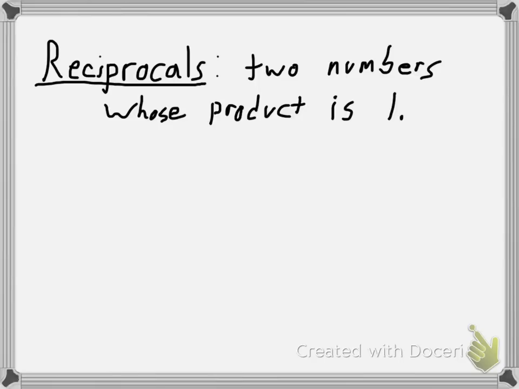So we have to think about our keywords here. We see the word product. We know that that means multiplication. So reciprocals are two numbers that are multiplied together that equal 1. So two numbers multiplied together that equal 1.